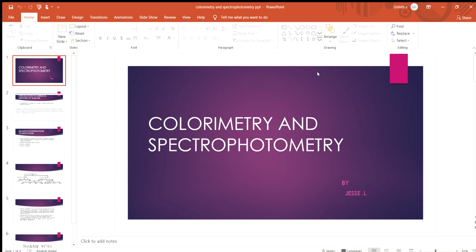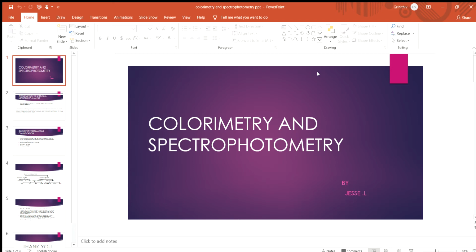Chemical methods of analysis is classified into qualitative chemical analysis and quantitative chemical analysis. Qualitative chemical analysis is a branch of chemistry that deals with the identification of elements present in a sample.